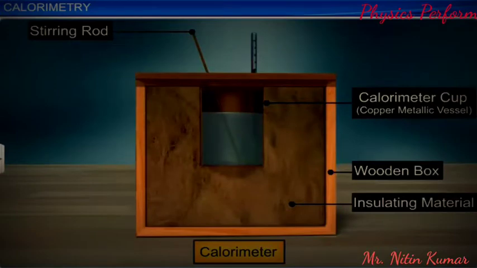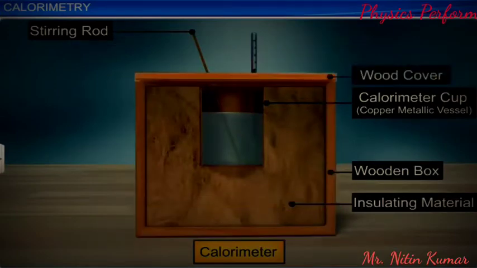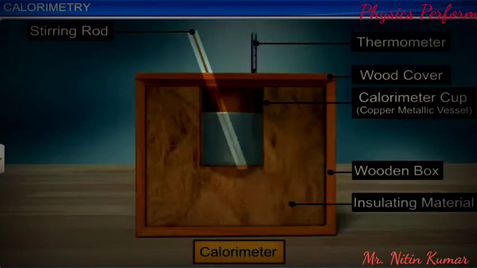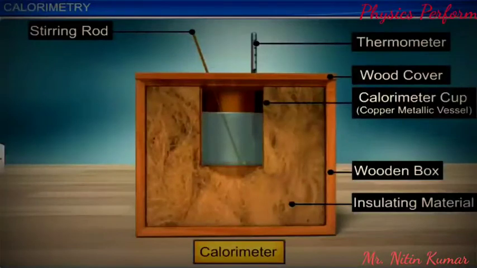There is a wooden lid on the top of the box, where there is a provision to place a thermometer and also to pass the stirrer through. Let us find the specific heat capacity of a solid using the principle of calorimetry.